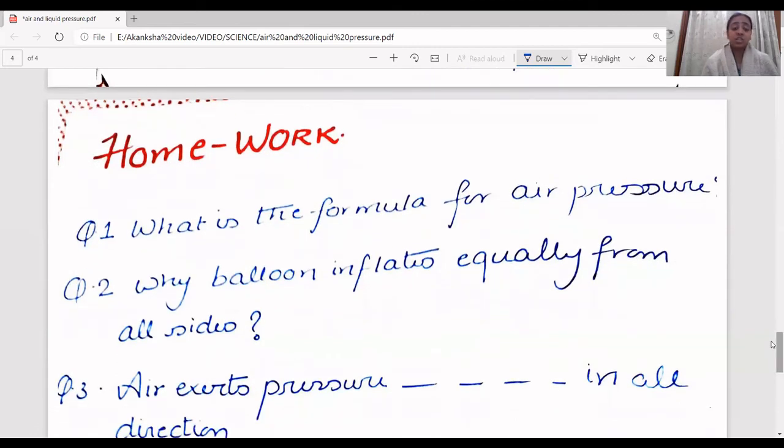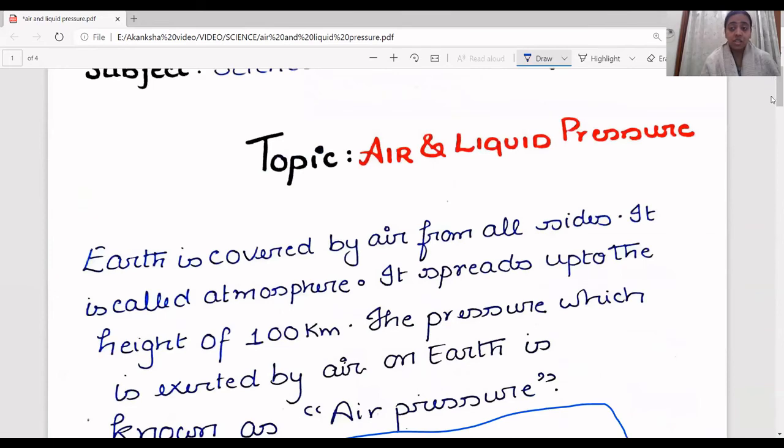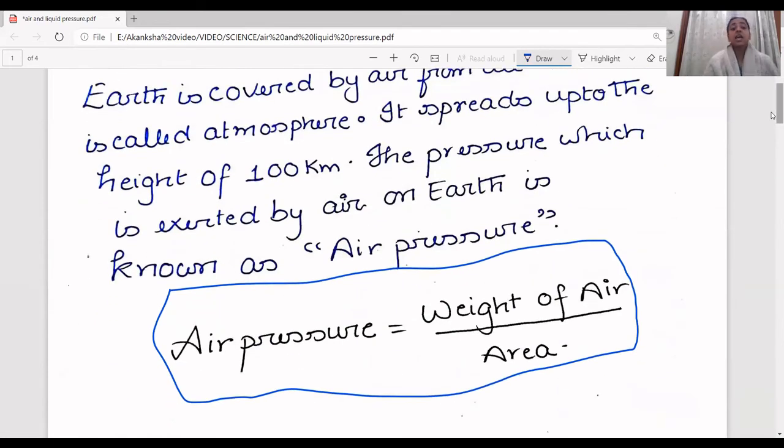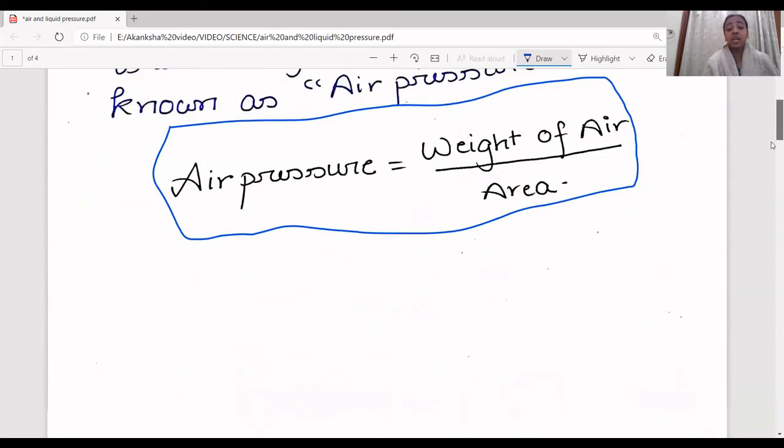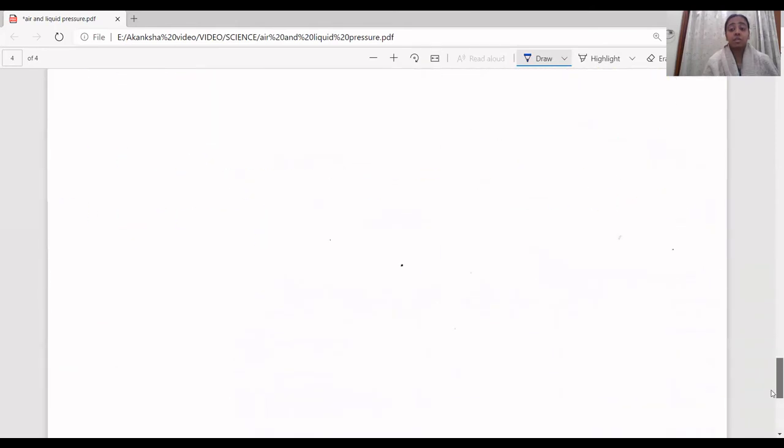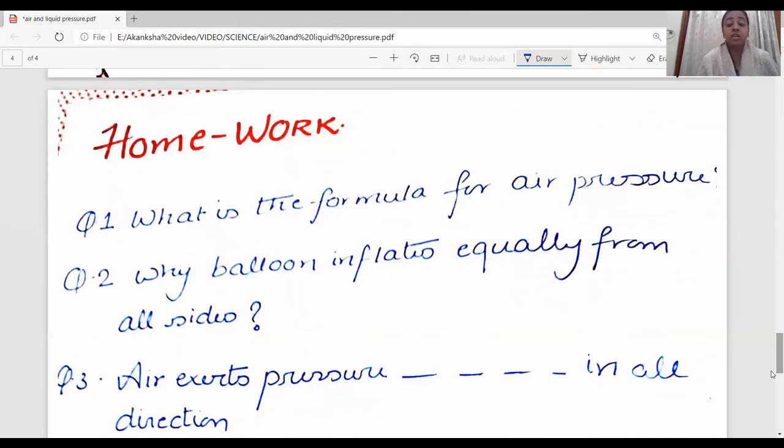Let's see what questions I've given to you. Now, what is the formula of air pressure? Anybody? I hope you can recall. Let me go back to my first slide. This says air pressure is equal to the weight of air upon area, right? So that is the formula. The weight of air upon the area in which it exists will calculate the air pressure. Coming back to the question, the second question is why the balloon inflates equally from all the sides. This is because air pressure is equally distributed, right? So it exerts equal pressure in all directions.